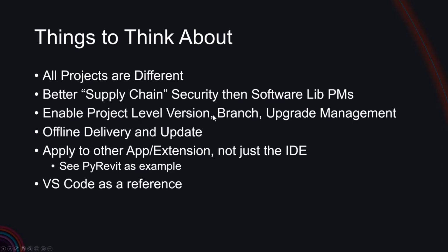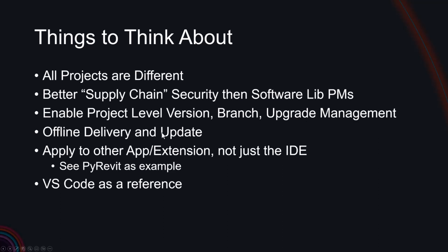Enable project level version branch upgrades, so you could have different versions of different apps. If you have a long running project and you need things to be consistent, this is why you'd start to think about separating them out, containerizing them. So you can decide, on this project we're not going to upgrade this thing. Maybe you do for a security purpose, but unless something's wrong, you never upgrade it.